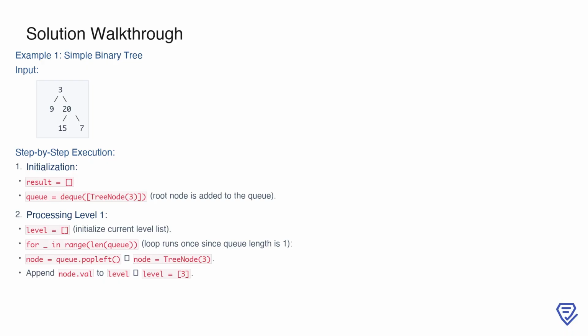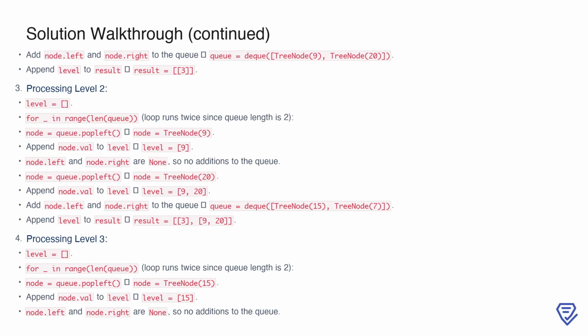Now, we process the first level. We initialize an empty list called level to hold the values at this level. Since there's only one node in the queue, we loop once. We remove the node from the queue, which is TreeNode with value 3, and add its value to the level list. At this point, the level list contains 3. After processing the root node, we add its left and right children, TreeNode with values 9 and 20, to the queue. With this, the first level is complete, and we append the level list, which is [3], to our result, making result equal to [[3]].